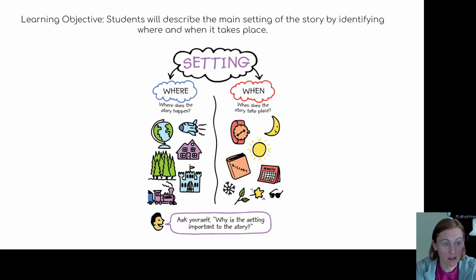Like what time? During the daytime, at nighttime? Did it happen in the past, in a different part of history? Or did it happen during a specific month? Or we can see our pictures of the snowflake, leaves, and sunglasses. Did it happen during a particular season? So as we go through the story, think about where is the story taking place and when is it taking place.